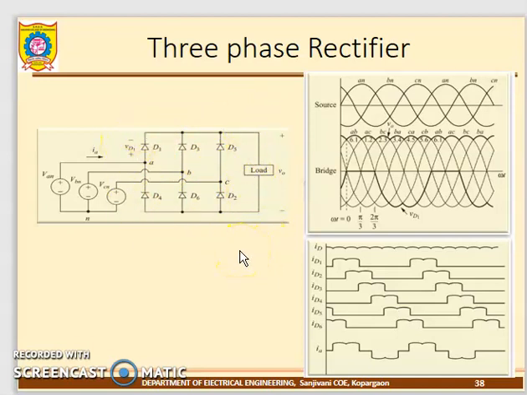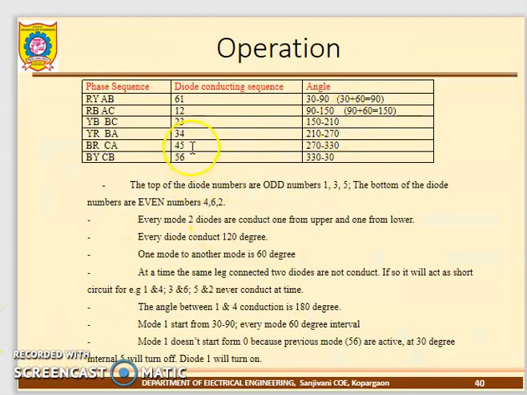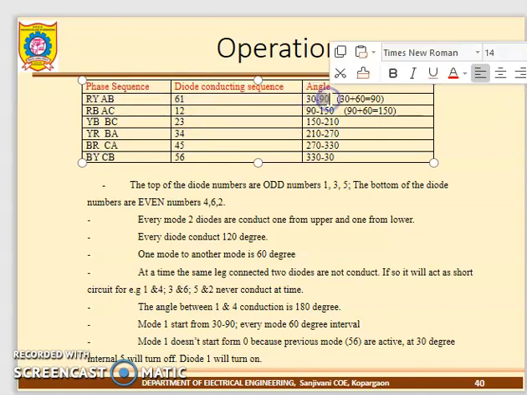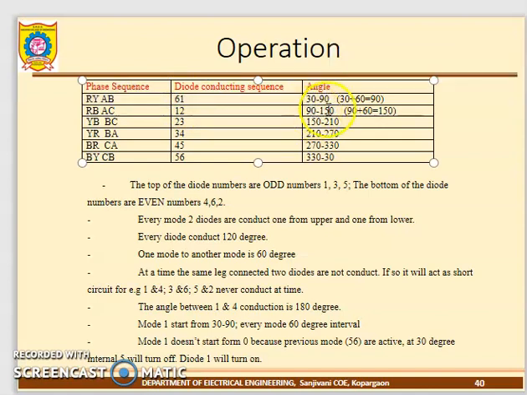Okay, what are the 6 steps? The conduction of the diodes: 6 and 1, 1 and 2, 2 and 3, 3 and 4, 4 and 5, 5 and 6. This is the conduction sequence of the diodes. What is the angle? In the first step, diodes 6 and 1 conduct from 30 to 90 degrees. Then 90 to 150 degrees, 150 to 210 degrees, 210 plus 60 is 270, 270 plus 60 is 330, 330 plus 60 is 390.